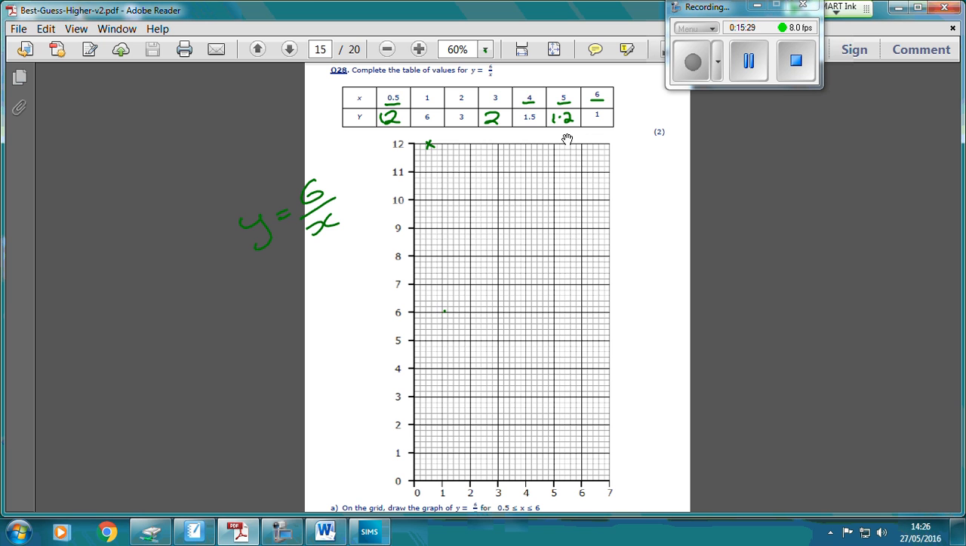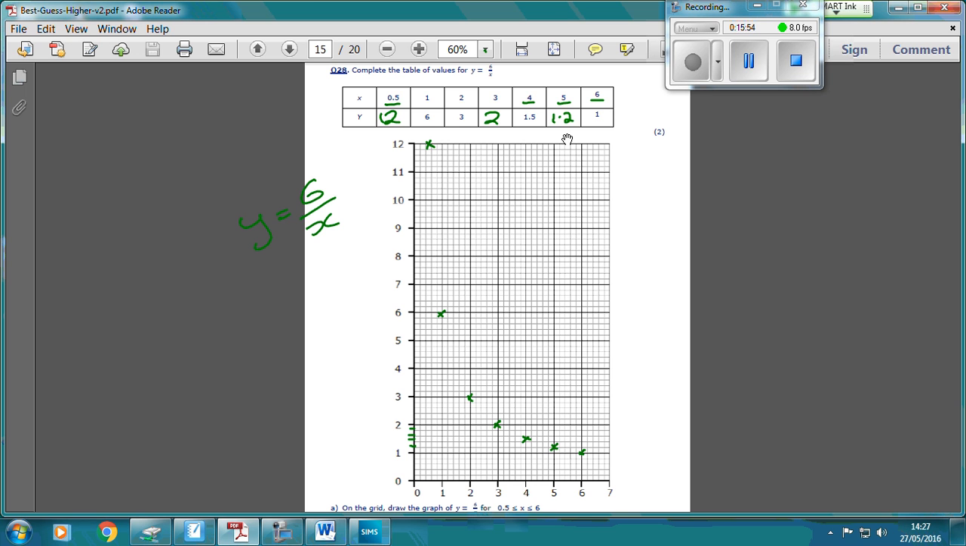1, 6 is going to be that point there. 2, 3 is this one. 3, 2 is this one. 4, 1.5 is that one. 5, 1.2 is there. And 6, 1 is here. Remember that this isn't 1.1, 1.2, 1.3, 1.4, and then 2. It's going up in 0.2. So it's 1.2, 1.4, 1.6, 1.8, and then 2.